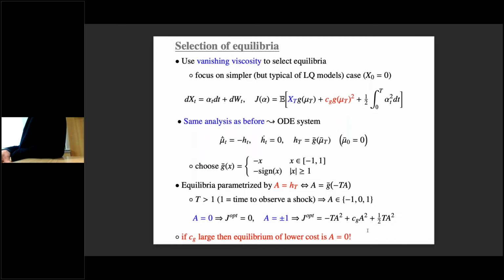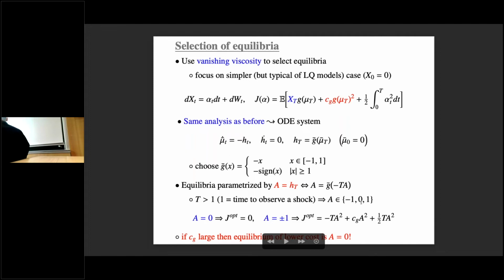This is something that you can find in some papers in physics. People say, okay, let us select the equilibrium that minimizes the equilibrium cost. So you replace g of mu, which is now A, so you compute what it is, and you see that you get exactly this quantity. In fact, this answer is not good. You can observe that this is not the right answer, and I'm going to show you next that this is not consistent with the vanishing viscosity.